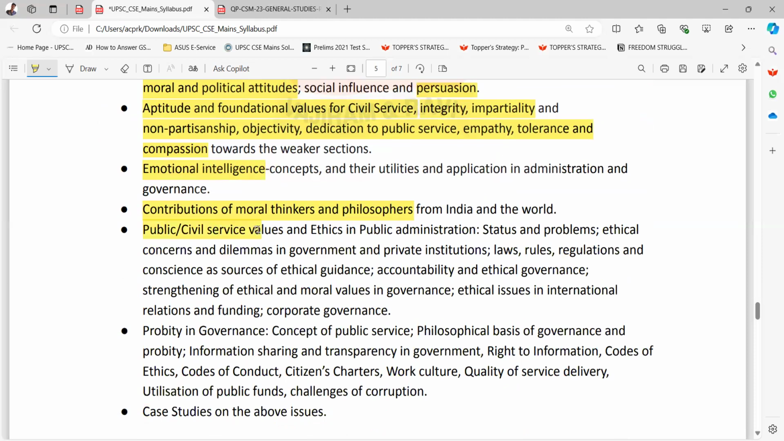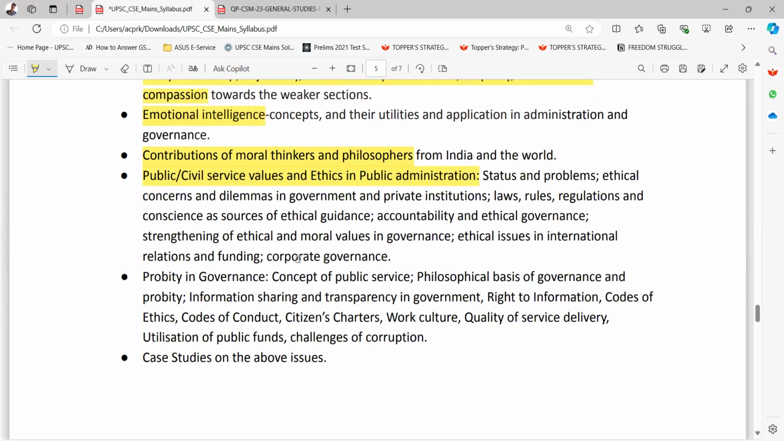Sixth one is public or civil service values and ethics in public administration, status and problems, ethical concerns and dilemmas in government and private institutions, laws, rules, regulations, and concerns as sources of ethical guidance, accountability and ethical governance, strengthening of ethical and moral values in governance, ethical values in international relations and funding, corporate governance.